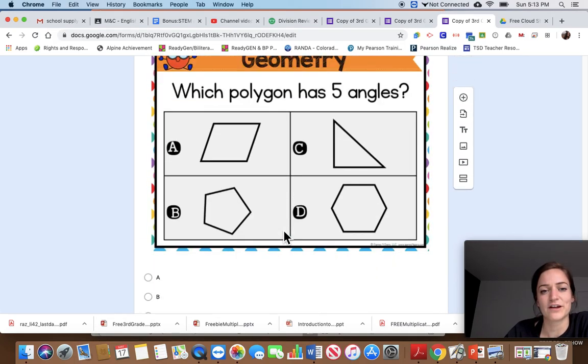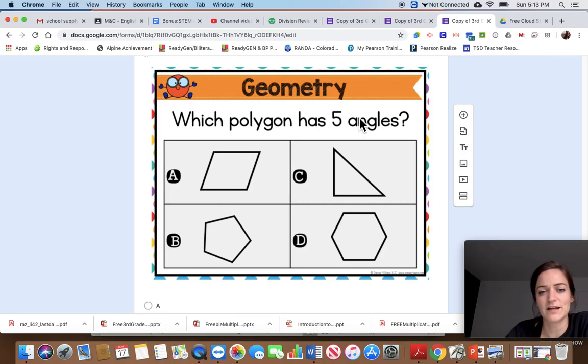All right, and our very last one. Which polygon has 5 angles? Go ahead and write down your answer and click play when you're ready to go. Okay, so let's count our angles in this one. 1, 2, 3, 4. So nope, this one can't be right. Let's count our angles in this one. 1, 2, 3, 4, 5. Ooh, we found it already, but let's go ahead and count the angles in the other ones.